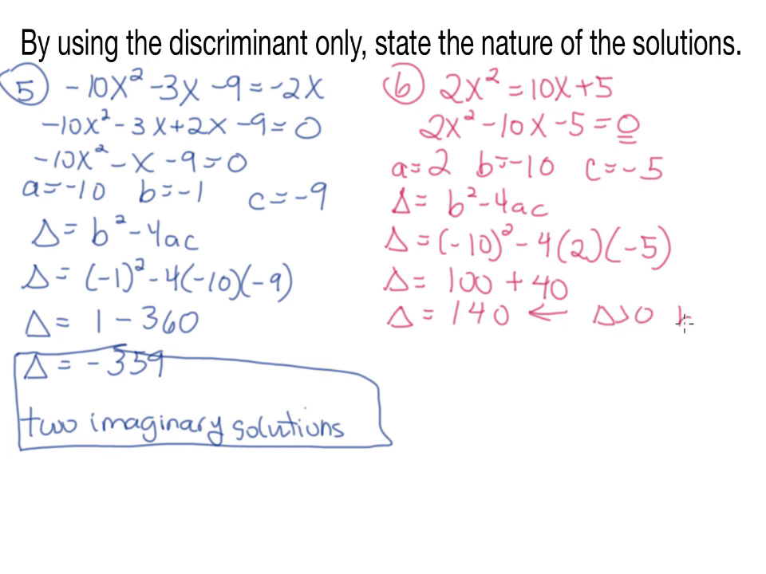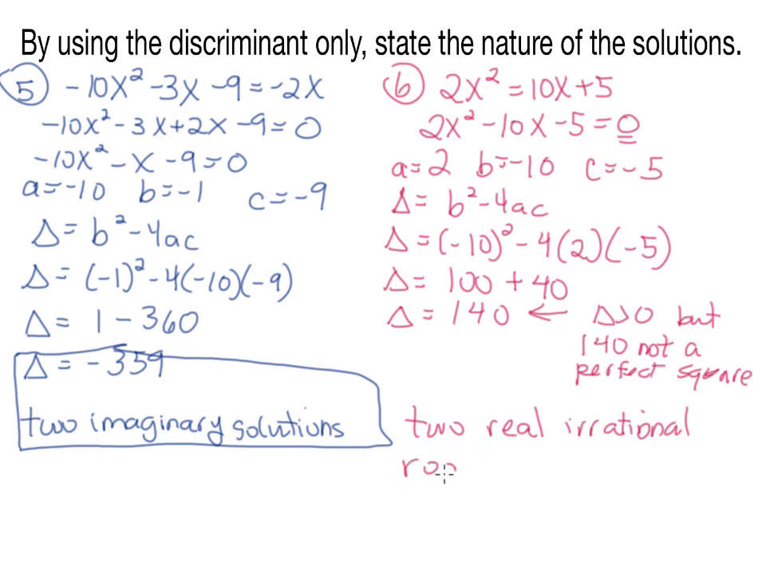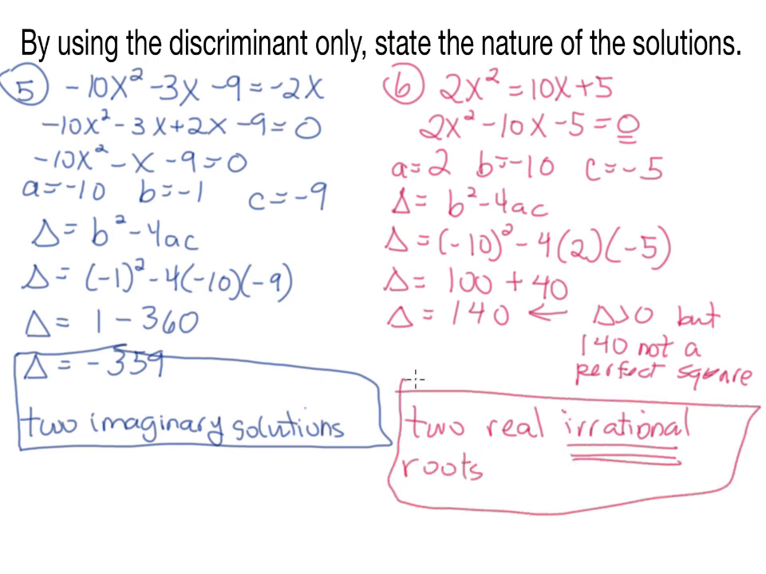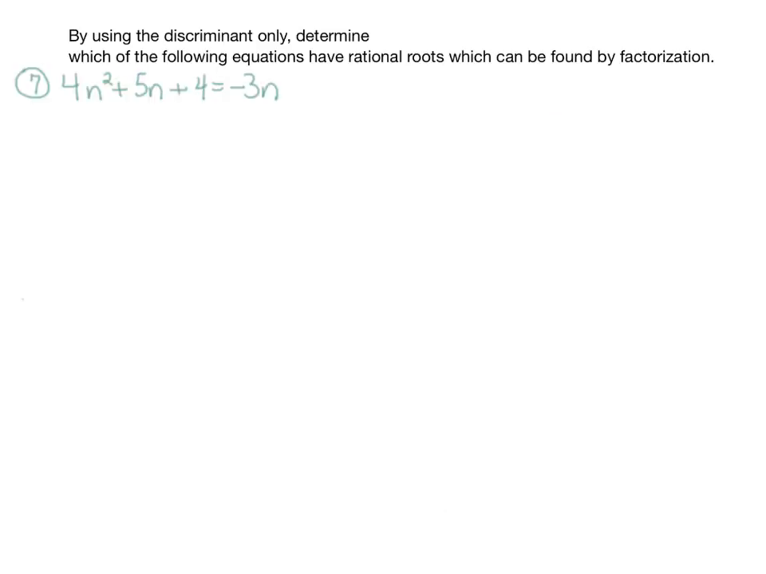Well, that's a positive number. Then we ask, is that a perfect square? No, 140 is not a perfect square. So we have two real irrational solutions. If the discriminant had been positive and a perfect square, we would have two real rational solutions. So that's the difference between irrational and rational roots.